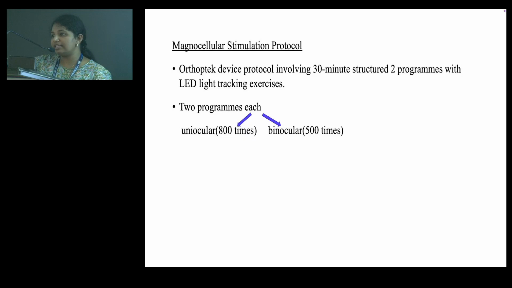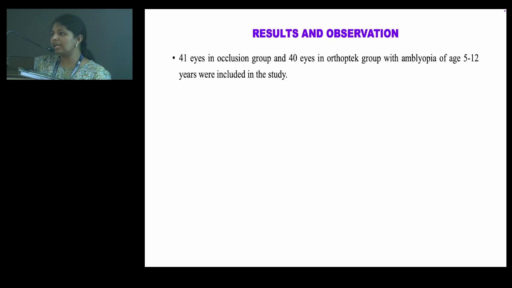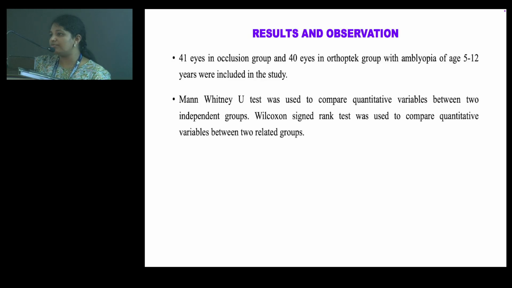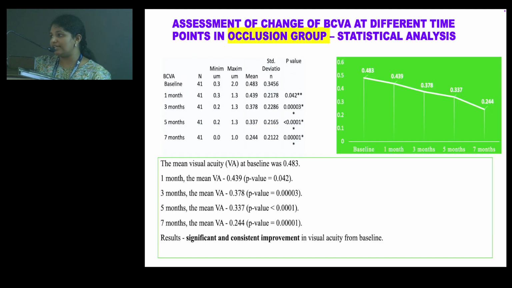And magnocellular stimulation protocol, the orthoptic device protocol involves 30-minute structured 2 programs with LED light tracking exercises. And the 2 programs each consist of uniocular movement of 800 times and binocular movement 500 times. Total duration includes 7 months for a total of 17 sessions. And follow-up occurs at the end of 1st, 3rd, 5th, and 7th months for the parameters of best corrected visual acuity and stereo acuity. Now, 41 eyes in the occlusion group and 40 eyes in the orthoptic group with amblyopia of age group 5 to 12 years were included in the study, and the study was statistically analyzed by a statistician.